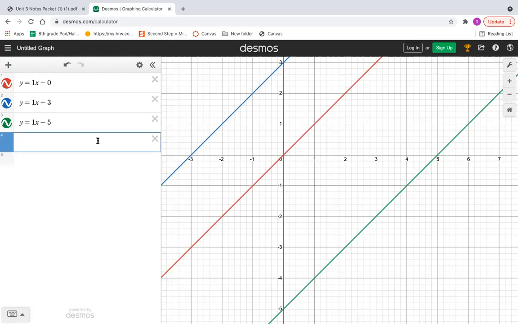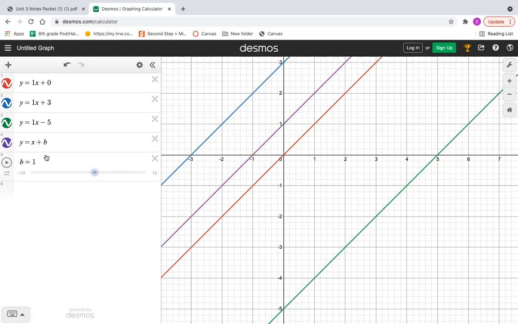Now we're going to go ahead and enter in this slider where we have y equals x plus b. So you literally just enter x plus the letter b on your keyboard. And then it asks for this slider. You're going to go ahead and select that. And this is a really neat feature that Desmos offers. What you can do is, currently, our b value is set at 1. You can actually shift this around. And we're looking at the purple graph here.